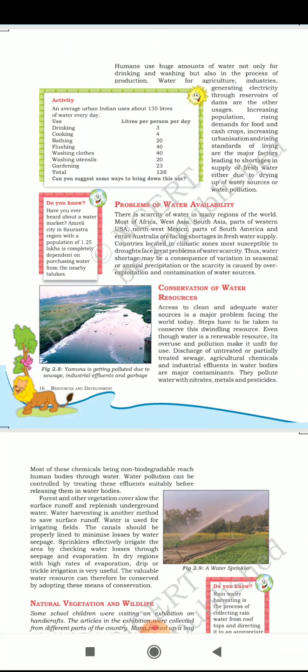Restrictions on quarrying and mining would avoid removal of forest cover, wherever forests are there. Forest fire should be prevented and people should be encouraged to participate in joining forestry programs initiated by the government, right? So this is all about how we should conserve our natural vegetation. What is the importance of natural vegetation?